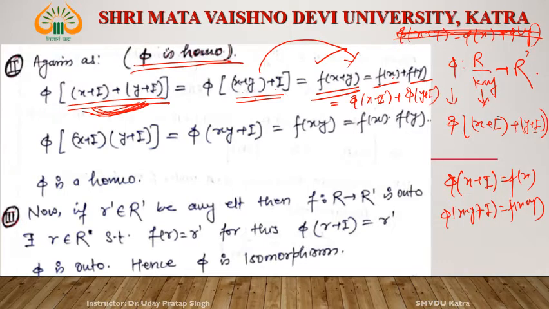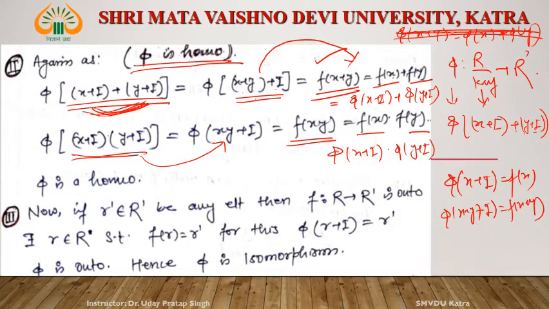Now next one. Phi of (x + I) into (y + I). So this is equal to xy + I. This is f(xy), f(x) into f(y). So f(x) is equal to phi of (x + I) into phi of (y + I). So this phi is a homomorphism. Now, what is R prime? Let R prime be an element of R prime. We have to show that this phi is an onto homomorphism.